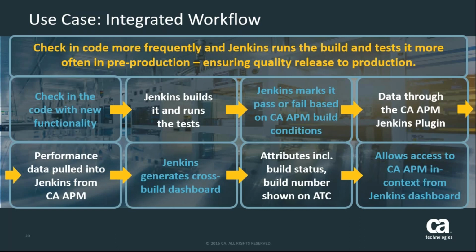We go and we check for the pass-fail condition, and remember, the pass-fail condition can be a lot more sophisticated now because it can use all that method level and transaction level information from APM to add all the performance data. Then that data gets pushed through to the APM plugin, which again is available on the Jenkins website, and then the performance data gets pulled back.